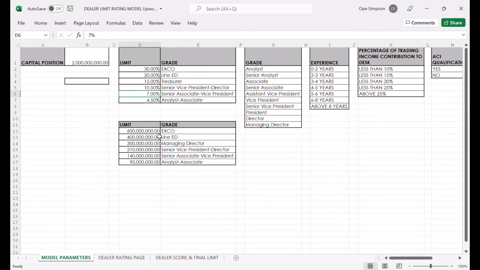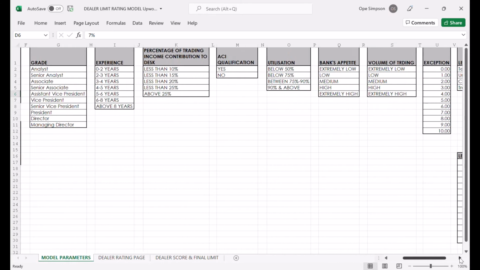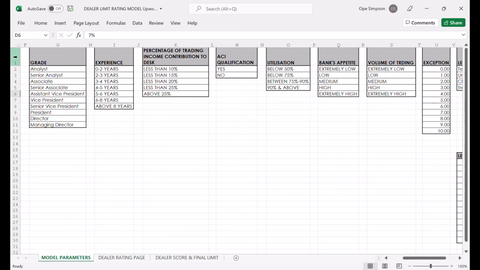Now, these are limits that go up to that particular percentage, but there are also other parameters that limit the transactions, or the limits that are allocated to traders. We've already talked about grades. These are the different grades in the dealing room within Model Bank A. We start from analyst, senior analyst, associate, senior associate, assistant vice president, all the way to managing director.